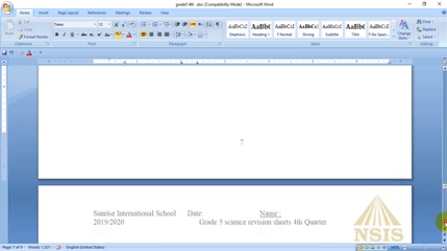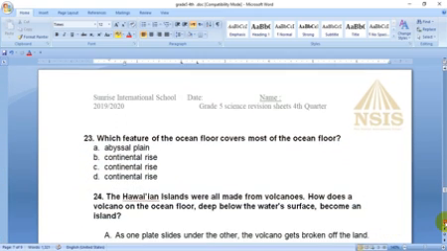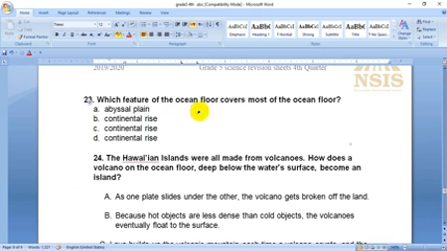Next, question 23. Which feature of the ocean floor covers most of the ocean floor? Most of the ocean floor is called, yes, the abyssal plain, letter A.